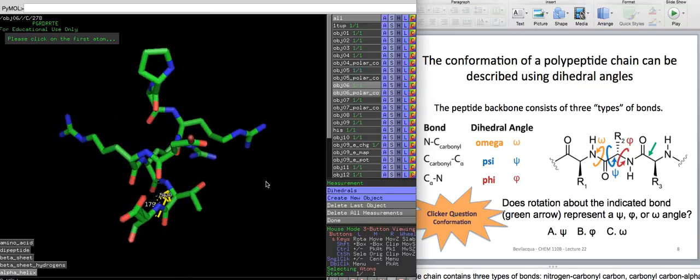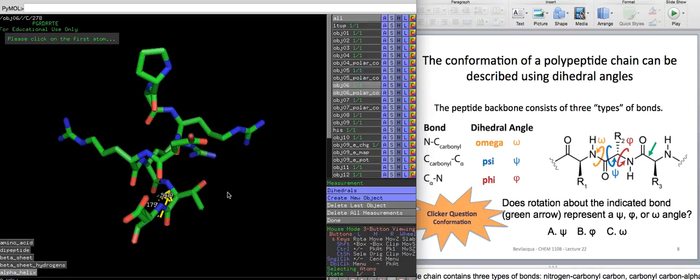So try this, okay? You guys pull this up if you didn't finish the recitation, and do the one that you're supposed to do, which is aspartate, and make sure you can get the right angles. But that defines omega, psi, and phi.